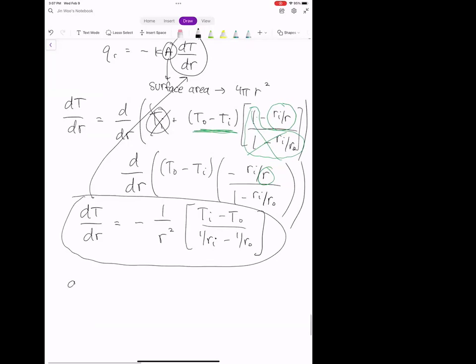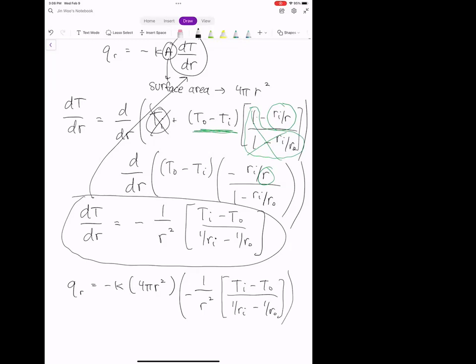And so we have Qr is equal to minus k times area, which is 4 pi r squared, okay, multiplied by dT/dr, which we have just right above here. And so we have minus 1 over r squared multiplied by (Ti minus To) divided by (1 over Ri minus 1 over Ro). Okay.